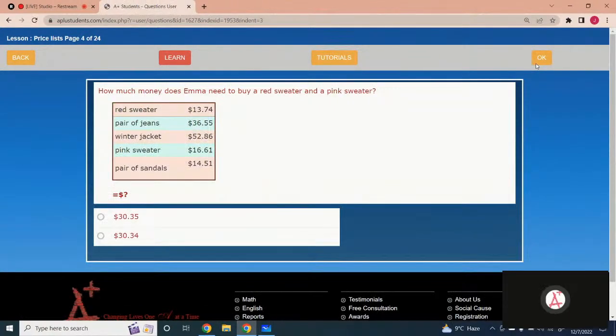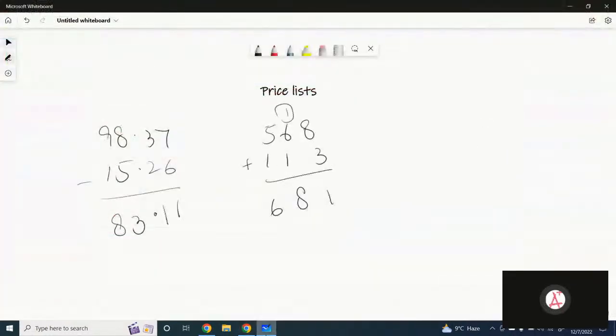Okay, how much money does Emma need to buy a red sweater and a pink sweater? The red sweater costs 13.74 and the pink sweater costs 16.61. So you have to add both the values. 13.74 plus 16.61. Okay, just add them.